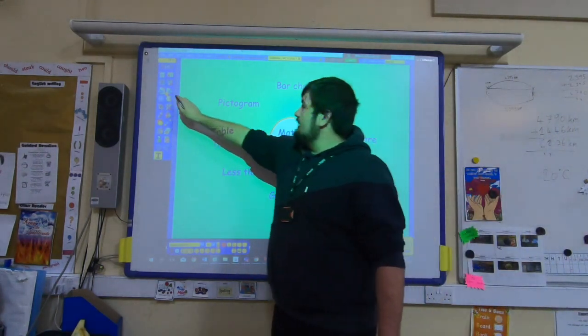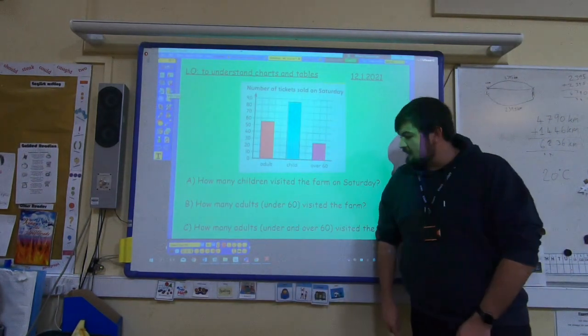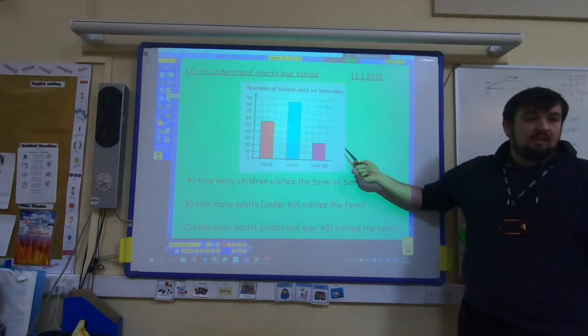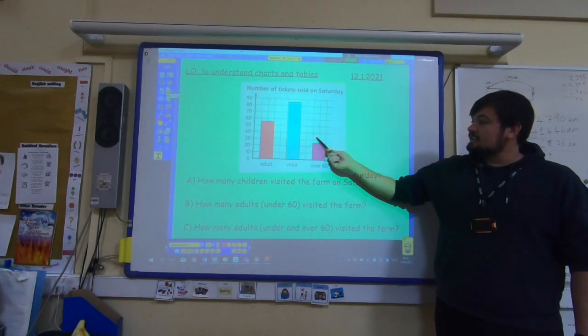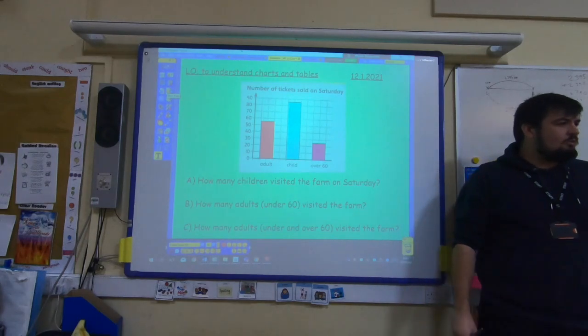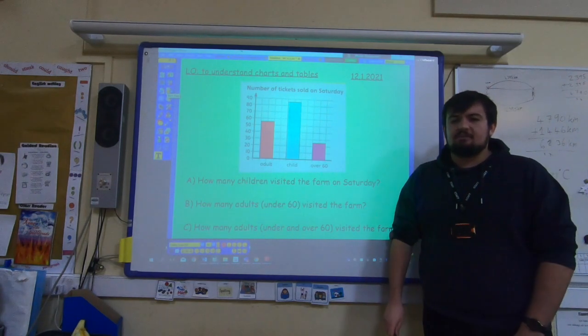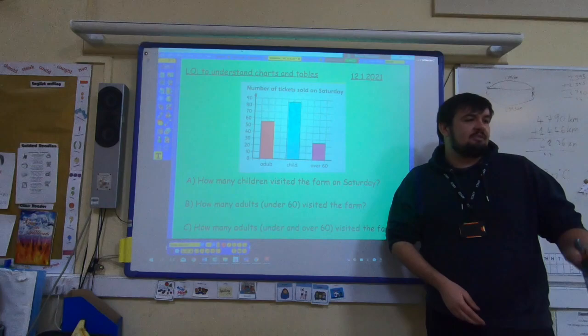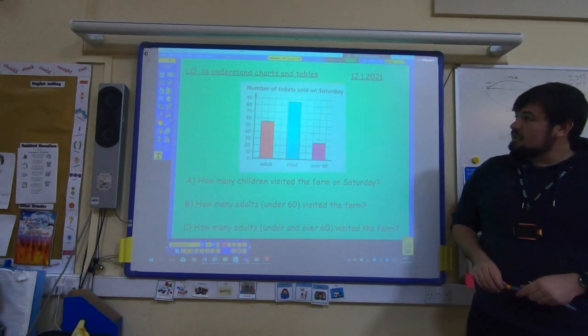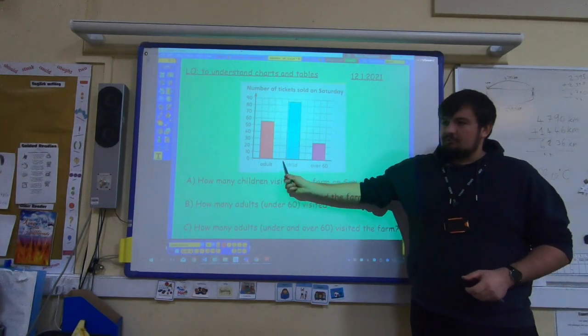Right, let's have a look. Got some more questions here. So this time, this is my bar chart, isn't it? Right here. And it's got some different things. What three different bars have I got? What names of the bars have I got here? Robin? Have you got the bar chart? I have, but I want to know the names of my bars.